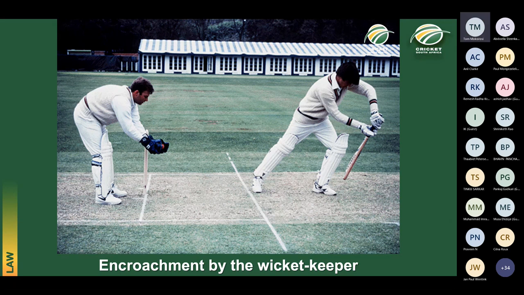So there's a clear picture of a wicketkeeper infringing on his position. The hands are well in front of the stumps and the bowling crease. And so even though the striker is out of the crease and could be out stumped, here we shall call no ball because the wicketkeeper has collected the ball in front of the stumps.